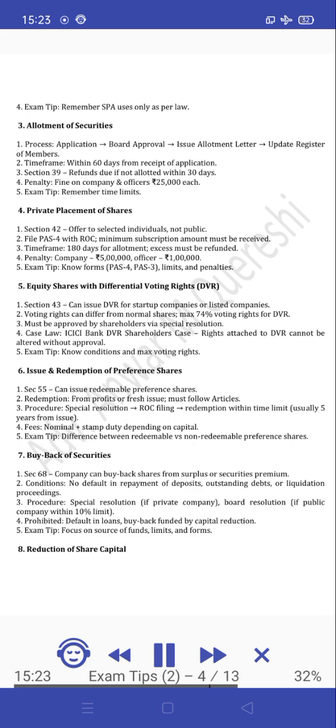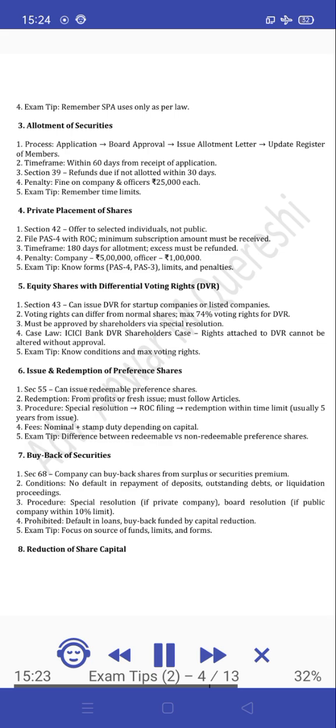3. Allotment of securities. 1. Process: application, board approval, issue allotment letter, update register of members. 2. Time frame: within 60 days from receipt of application. 3. Section 39: refunds due if not allotted within 30 days. 4. Penalty: fine on company and officers 25,000 rupees each. 5. Exam tip: remember time limits.